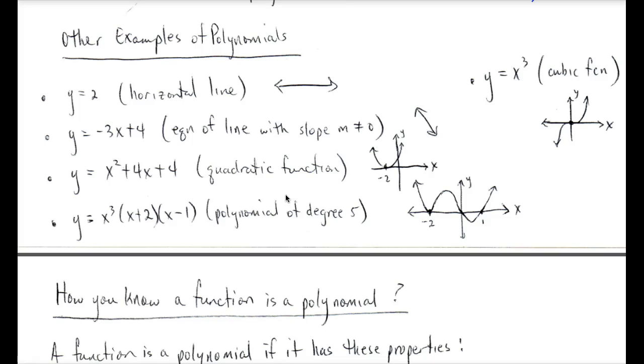So here we see that we have a horizontal line. That is an example of a polynomial. It's a polynomial of degree 0 because 2 can be written as 2 times x raised to the 0. Since x raised to the 0 is equal to 1, then 2 times x raised to the 0 is 2 times 1, which is just 2. Of course, this is just a horizontal line.